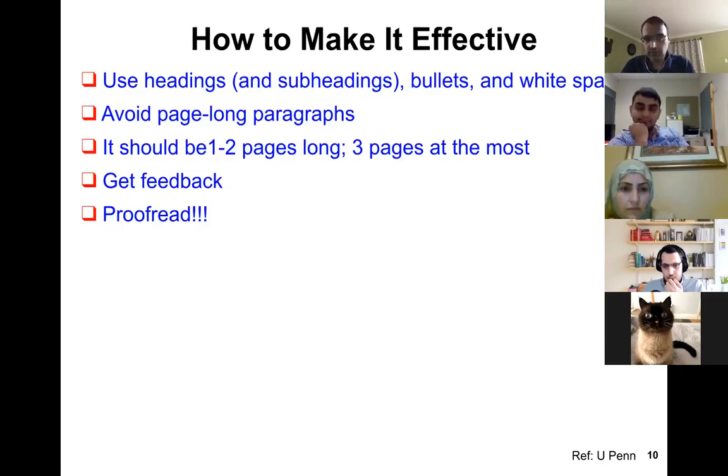Make sure you read it very carefully. Have somebody else read it. I think the best resource in this case would be your advisor. Hopefully all of you have very good relationships with your advisors, as well as other faculty that you know well, or other people that you trust who have gotten faculty positions. And again, proofread this several times just to make sure it is really well written.